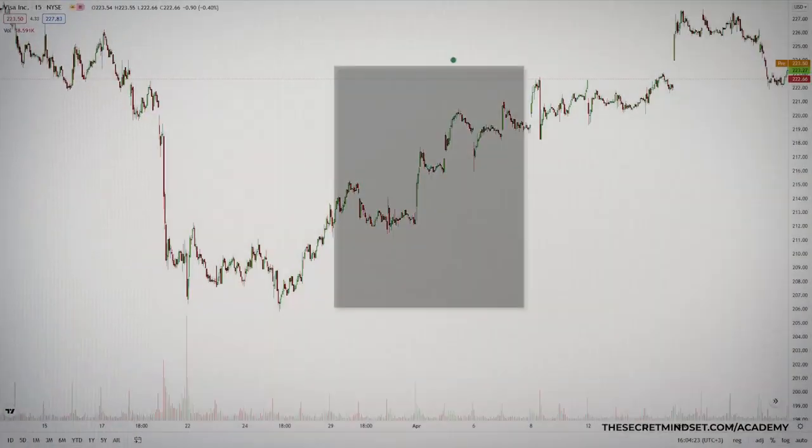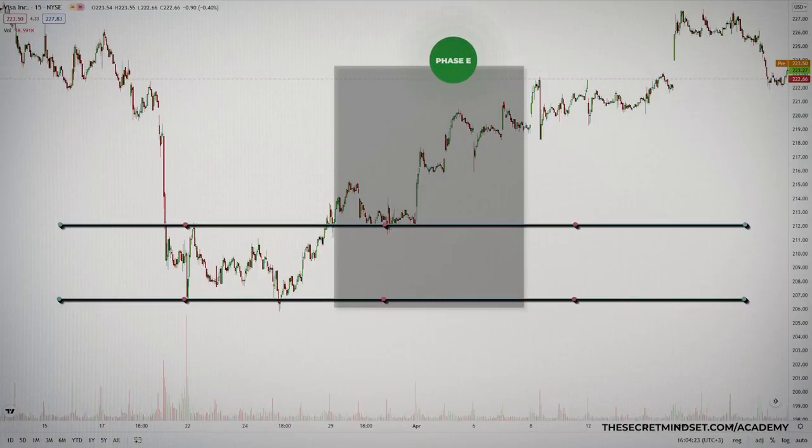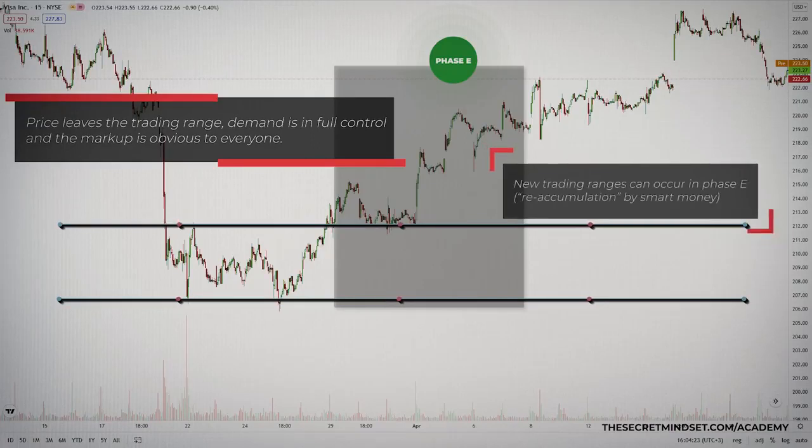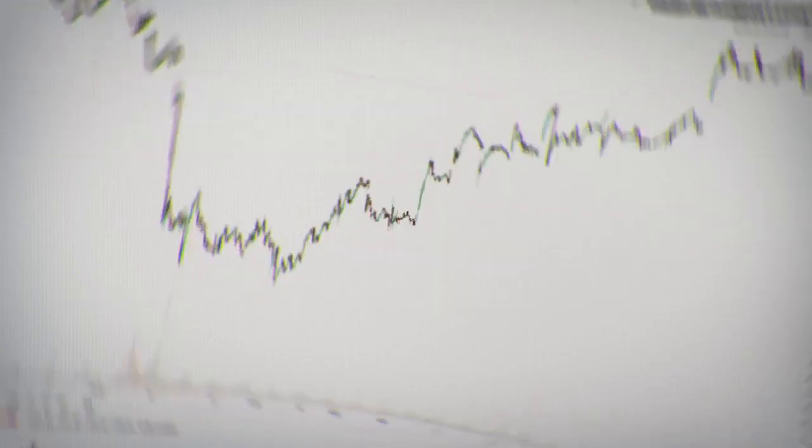The last points of support in this phase are generally excellent places to initiate or add to long positions. In phase E, the price leaves the trading range, demand is in full control, and the markup is obvious to everyone. New trading ranges can occur. This concept is also known as reaccumulation by smart money. These trading ranges are sometimes called stepping stones on the way to even higher price targets.